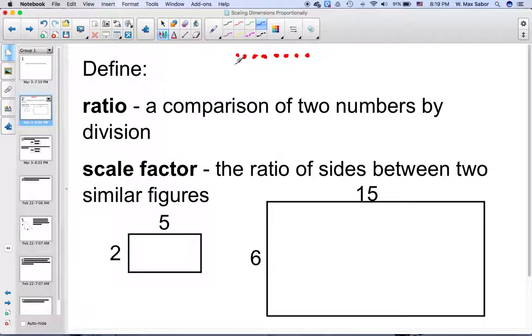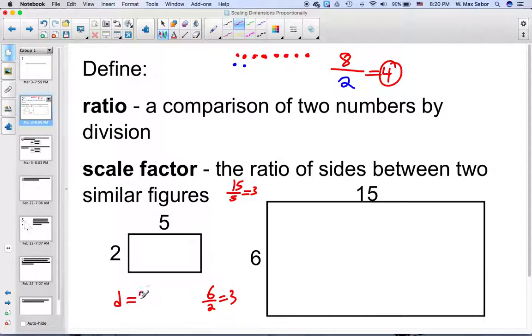I can say that the ratio between the red and the blue dots there is 8 divided by 2, which we would usually simplify to be 4. The ratio is 4 to 1. A scale factor is the ratio of sides between two similar figures. So we could say 15 divided by 5 is 3, or 6 divided by 2 is 3. So the scale factor, which I'll usually write as D, is 3.